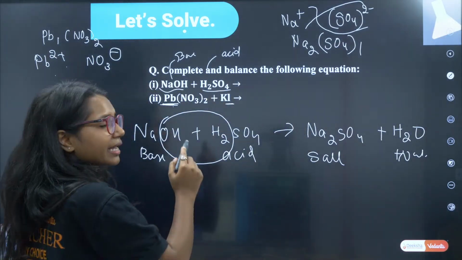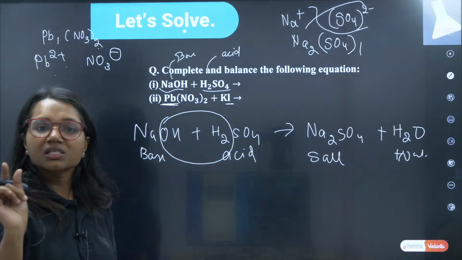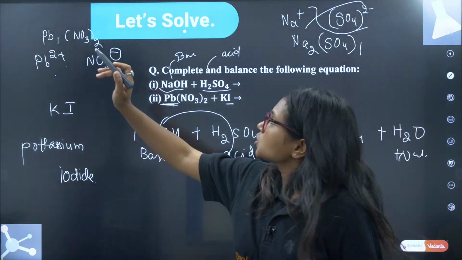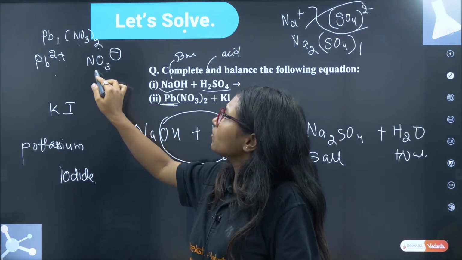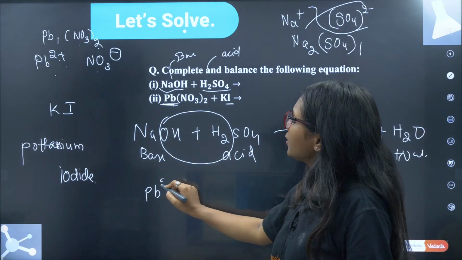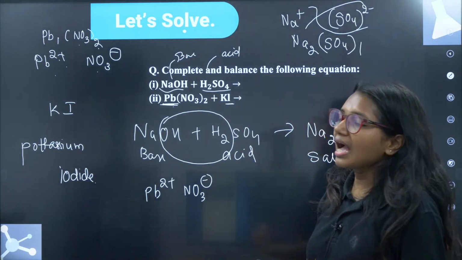How? Crisscross. See here. Lead with 2 plus. Always remember positive charge comes first. Positive you will write first. So lead 2 plus, NO3 1 minus. Correct? So from here you get lead 2 plus and NO3 minus in the KI.